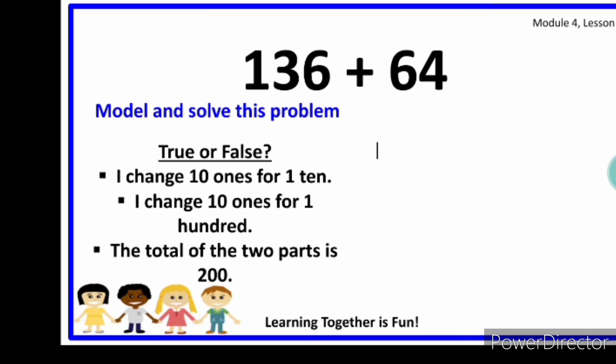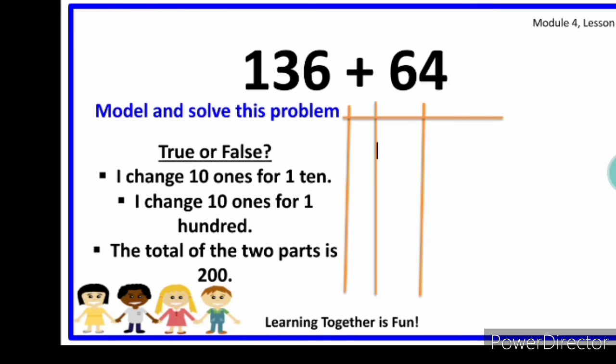That's how we'll get our answer. We'll know whether these questions are true or false. I can change 10 ones for 110. We don't know yet; we need to solve our question first. Now let's draw a place value chart. We have the hundreds, the tens, and the ones.